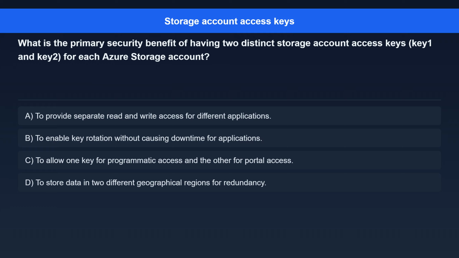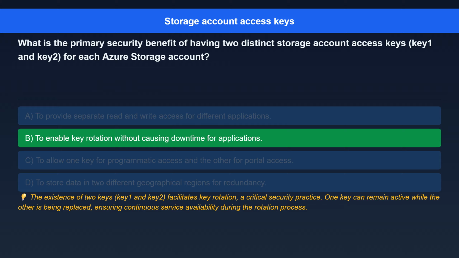Option C. To allow one key for programmatic access and the other for portal access. Option D. To store data in two different geographical regions for redundancy. The correct answer is to enable key rotation without causing downtime for applications.